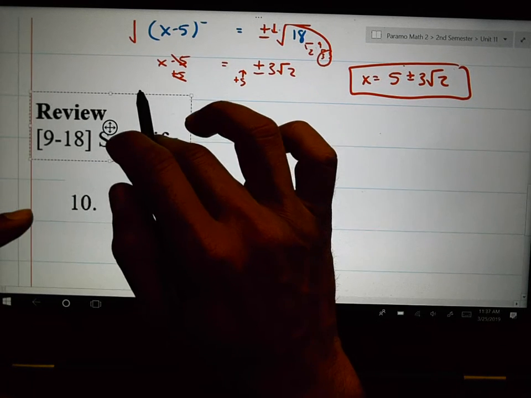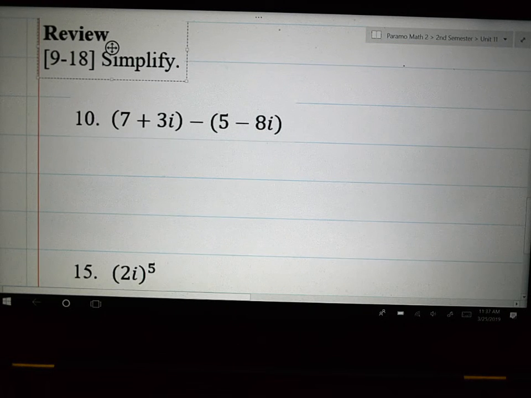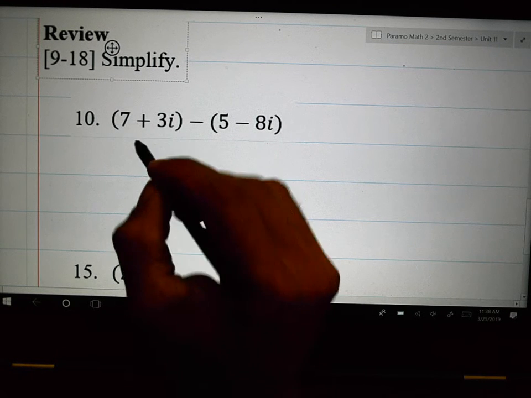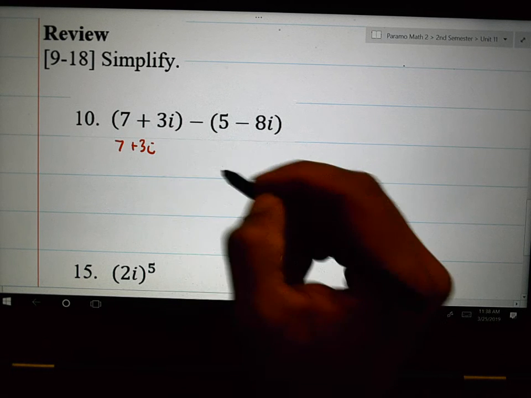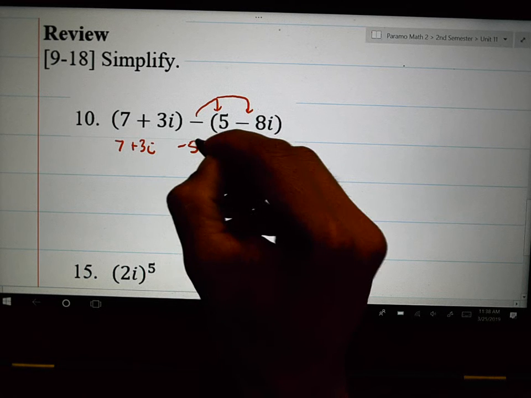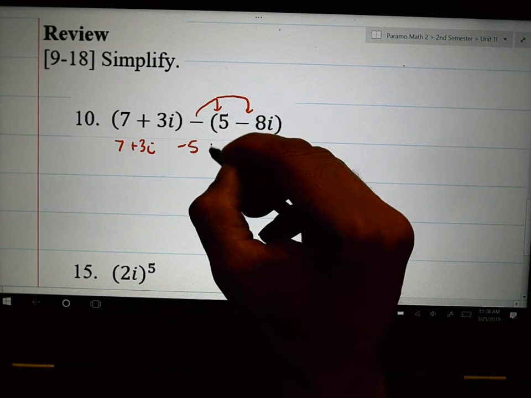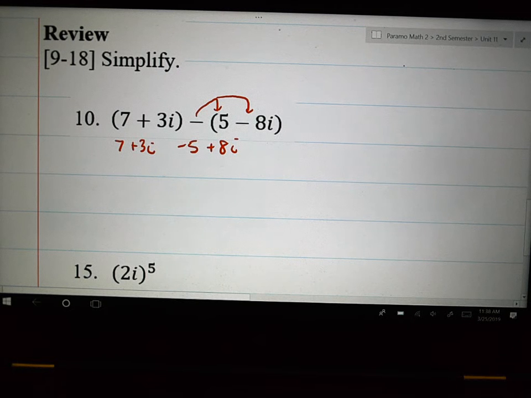So then, number 10, we're just supposed to simplify. If there's nothing in front of the parentheses for number 10, you don't do anything with it. But if there is something in front of the parentheses, you got to do something with it, like distribute that negative. Change those signs. Do the opposite of.